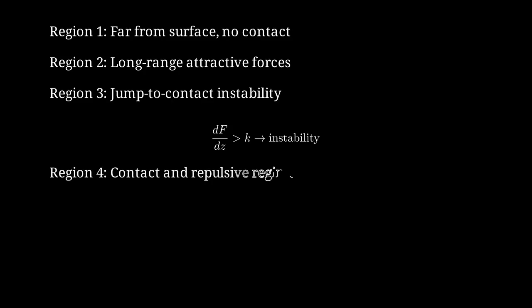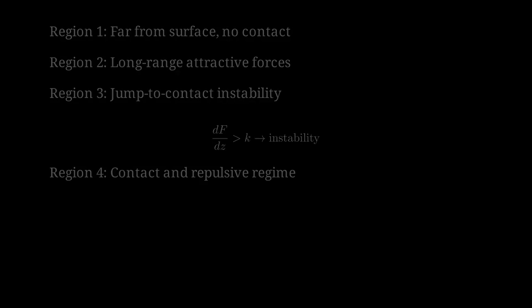Region 4. Once in contact, the force becomes strongly repulsive. This is due to Pauli exclusion preventing electron cloud overlap. The curve becomes very steep, and the slope in this region tells us about mechanical properties.